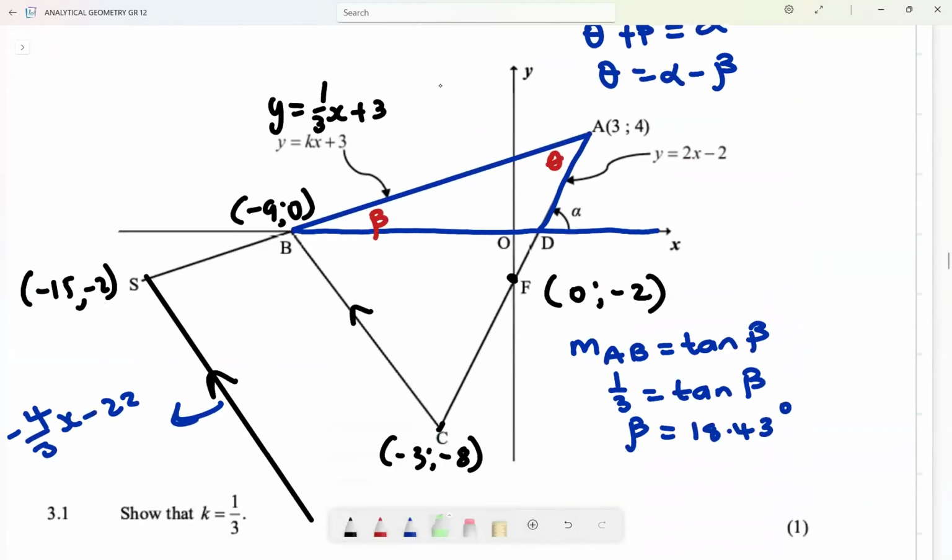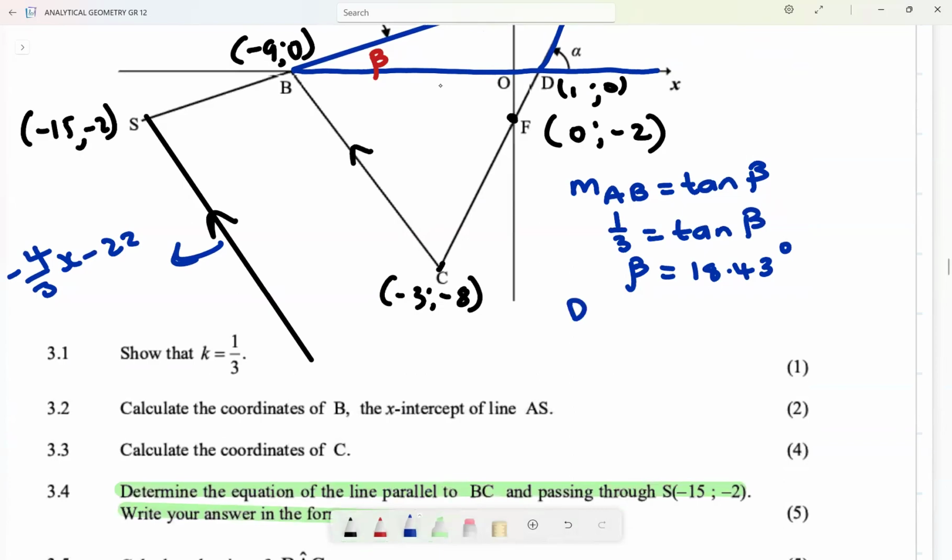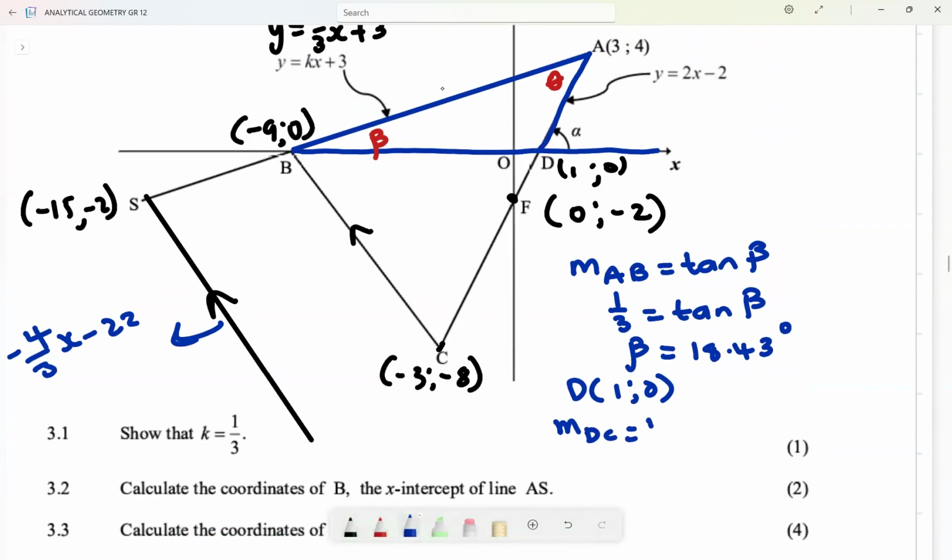But it's easy to find the coordinates of D. Remember they said D is the x-intercept. So I let y equal to 0, and then I get x equal to 1. So the coordinates of D are 1 and 0. I'll mention that for the examiner. And then I need to find the gradient of DC, which is 4 minus 0 divided by 3 minus 1. It is 2.